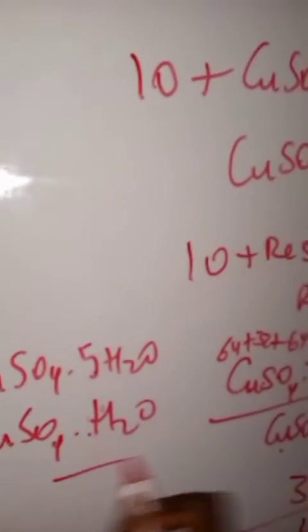And you had CuSO4.5H2O before. So what's the question? How many water of crystallization were lost? From 5 to 1, how many? 4 water.